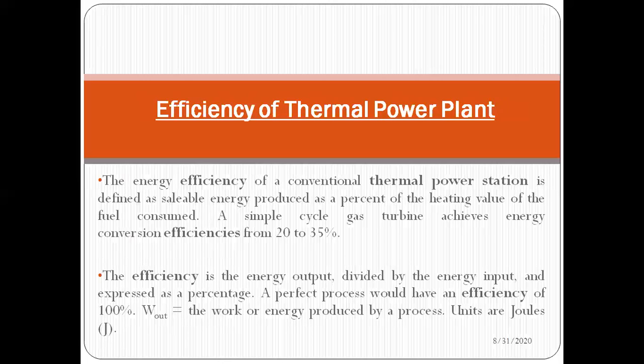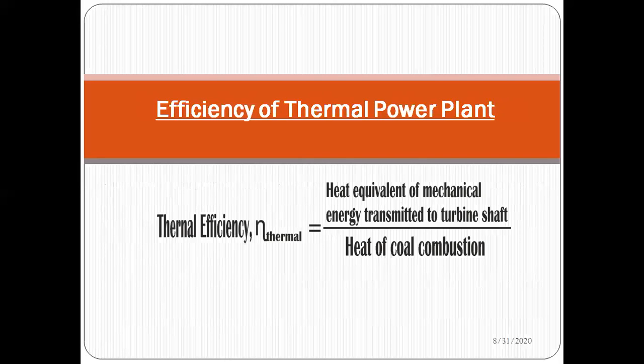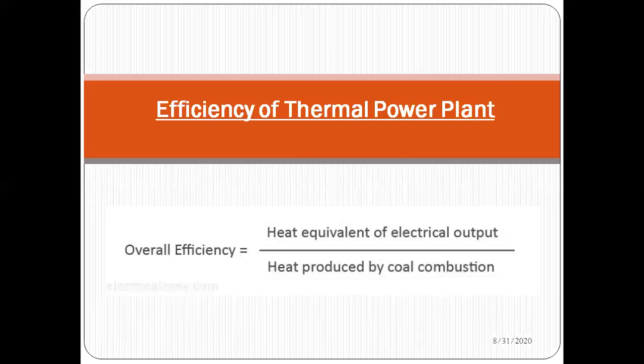The efficiency is the energy output divided by the energy input and is expressed as a percentage. A perfect process would have an efficiency of 100%. W out is the work or energy produced by the process, and the unit is joule. So these are the efficiencies of the thermal power plant. Now, one important thing you have to understand: in case of a thermal power plant, there are two types of efficiency. One is called the thermal efficiency and another is called the overall efficiency.